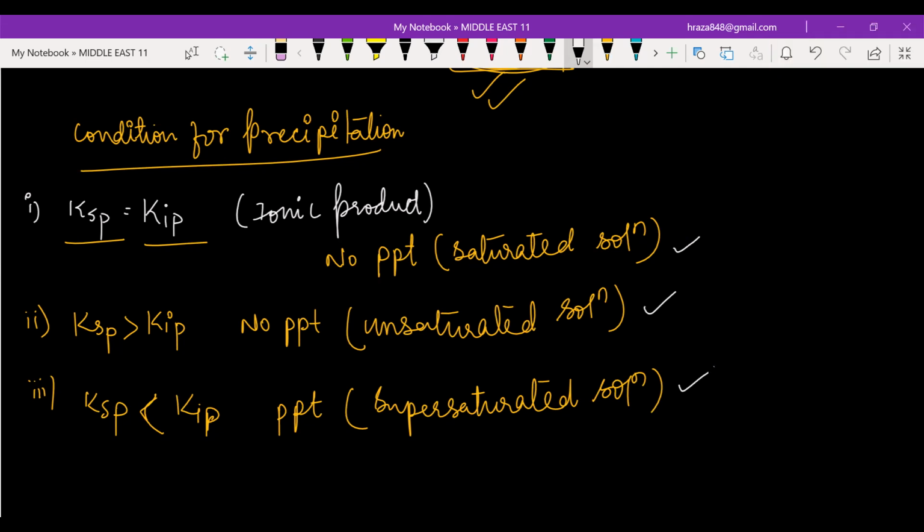And Ksp is basically at equilibrium. We are going to check the solubility, and Kip is basically at other than equilibrium. We check solubility before equilibrium or after equilibrium, not at equilibrium. Just write it and let me know if you are done with this.